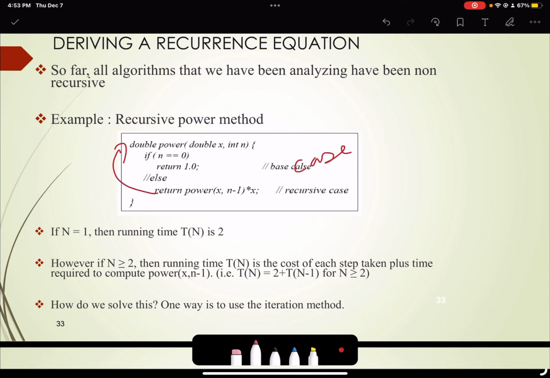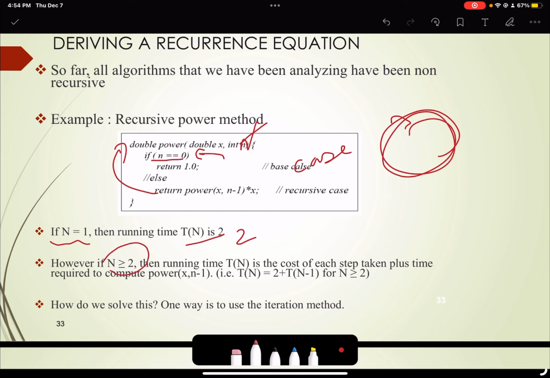Again, we have an example here for recursive equations where we have a recursive function which needs a base case for the exit from the function, otherwise it will go into an infinite loop. So we have a base case. If this happens, then we are going to exit from this recursion. So if n is 1 here, small n, then T(n) is 2. However, if n is greater than 2, the cost of each step takes more time, because we have to compute this again and again. If it is greater than 2, then 2 times it will execute plus T(n minus 1). For n greater than 2, the complexity becomes this.